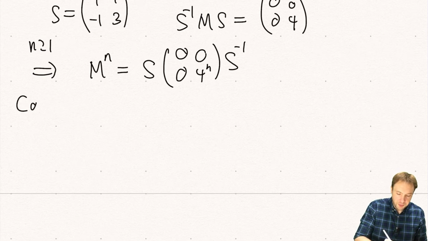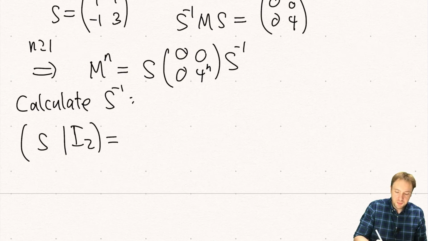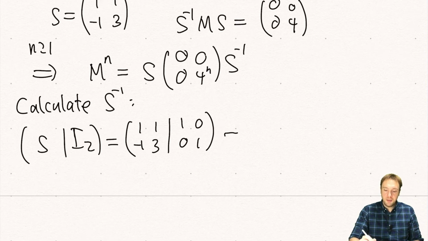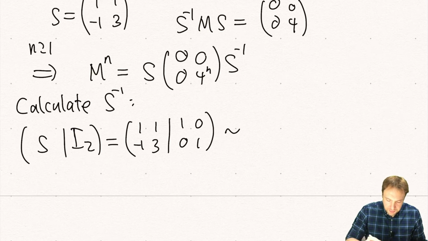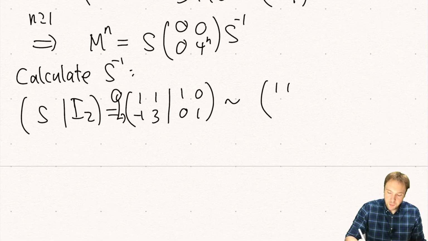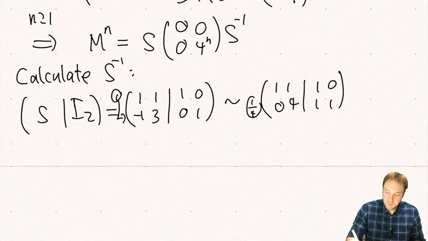Well, the idea was to write S on the left hand side and here the identity matrix I2. So here we have 1, 1, minus 1, 3, and 1, 0, 0, 1. And then we need to bring this to row-reduced echelon form. So here we add the first row one time to the second row. Then we have 1, 1, 1, 0, 0, 4, 1, 1. And now we can divide here by 4.